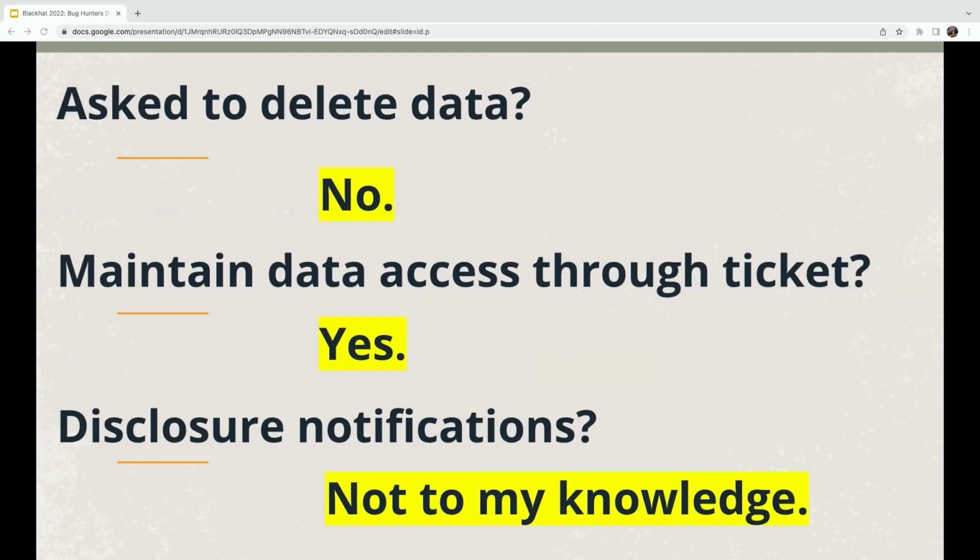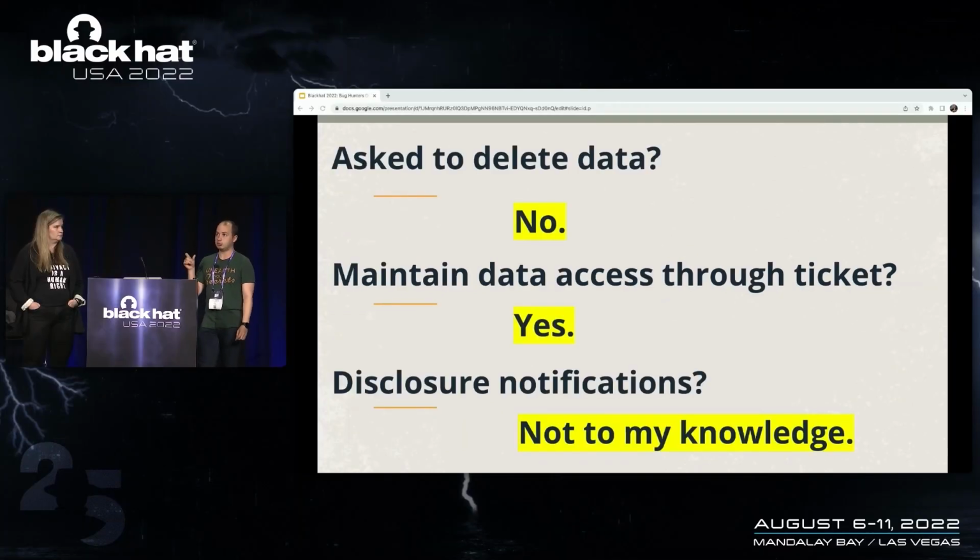So 3 basic questions here. Was I ever asked to delete data? No. Do I maintain access to the data through the ticket? Yes. And then was there ever a public disclosure or notification about this data leakage? Not to my knowledge. And my email address was included in the leak, so if they had emailed all the people affected, I probably would have gotten an email.